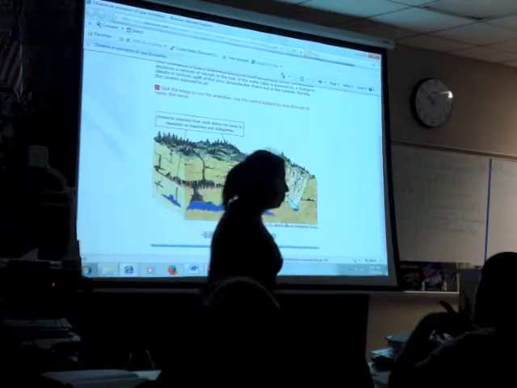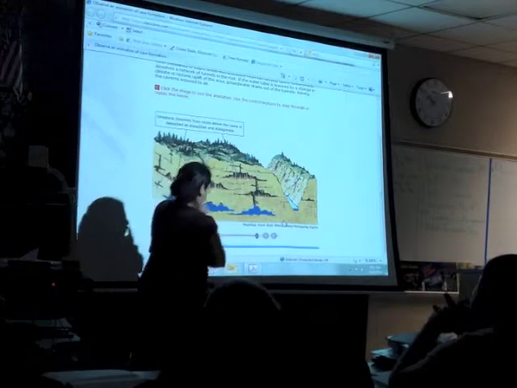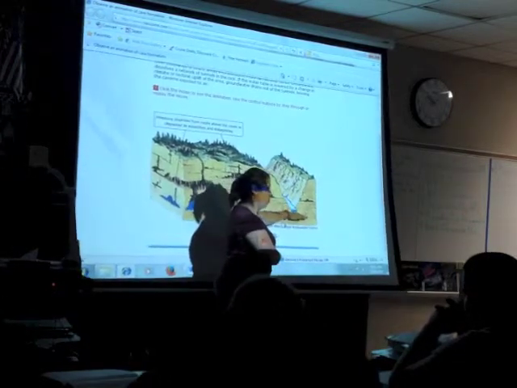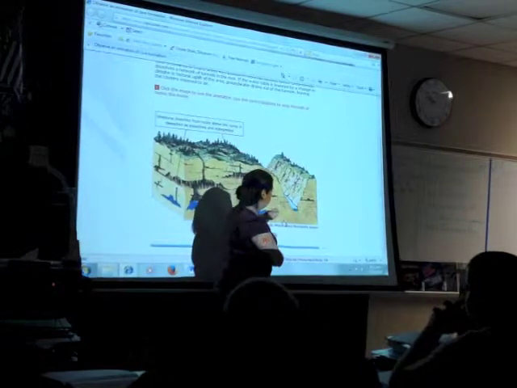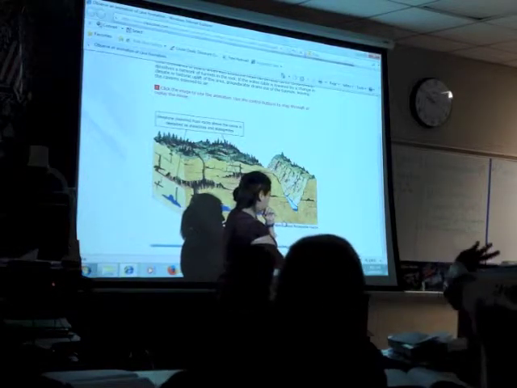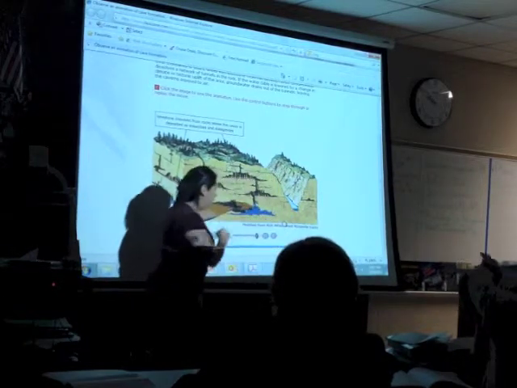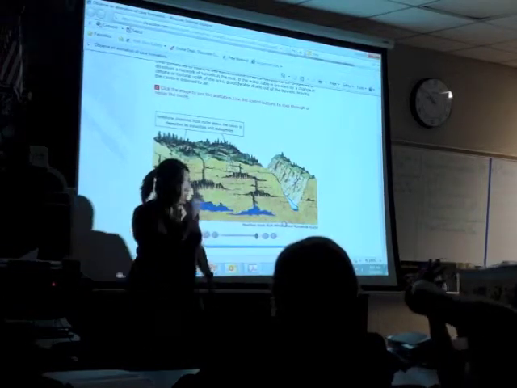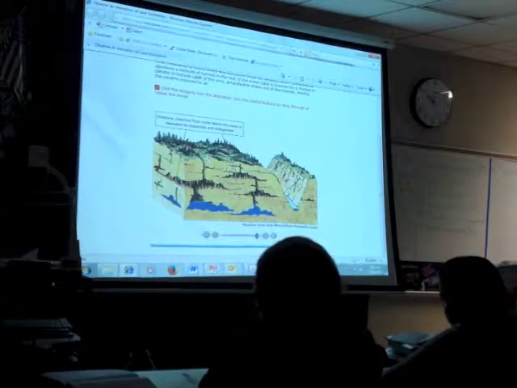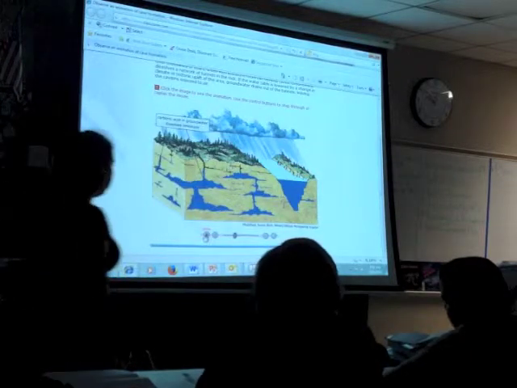Could it ever become flat? Say, you see where that little stream is? Could it ever fall down or be equal? Like the water that's in the caves, could it ever be equal with the river? Yes, I'm pretty sure it always is equal with the river. The water level is always equal with the river.